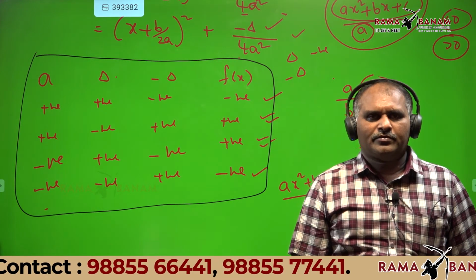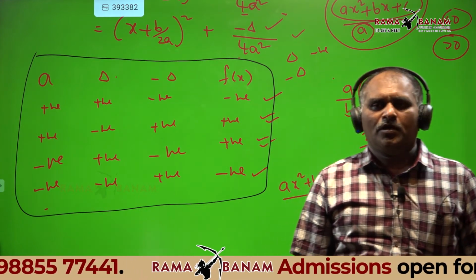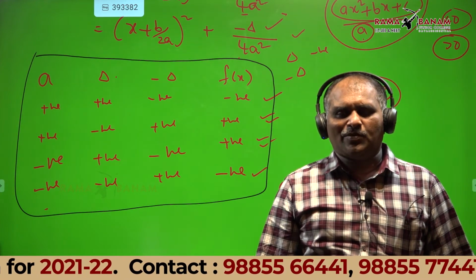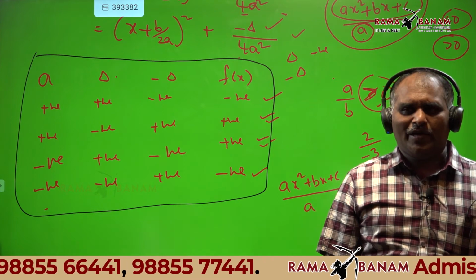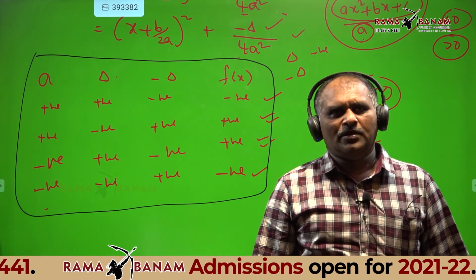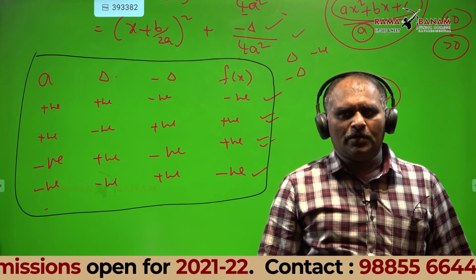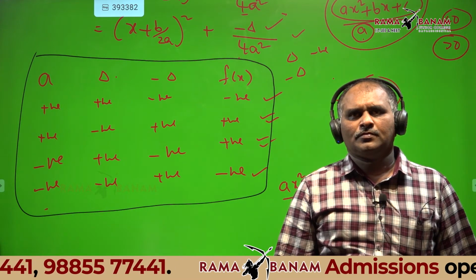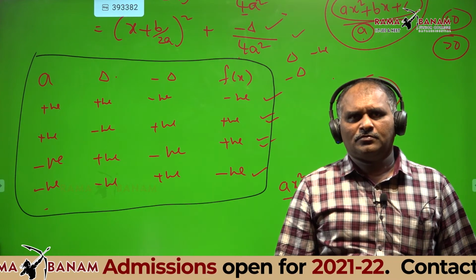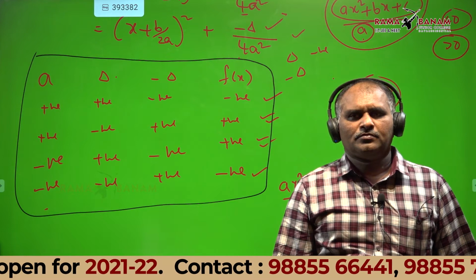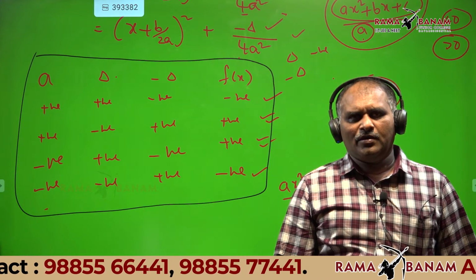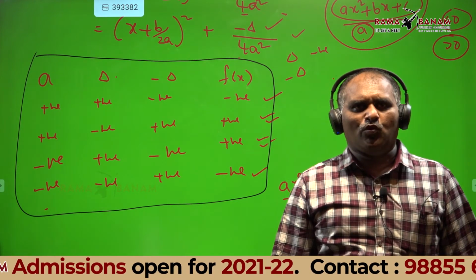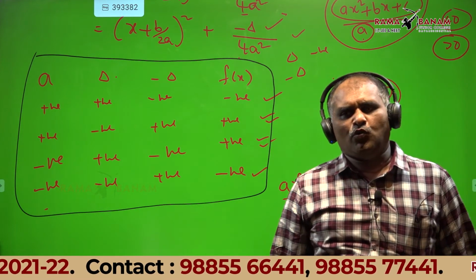If ax square plus bx plus c is greater than 0, then a and delta have opposite signs. A and delta have opposite signs.